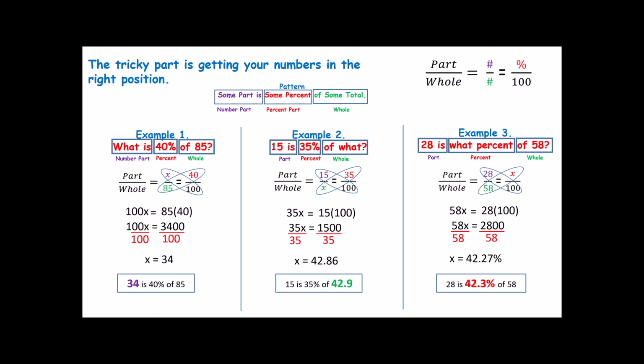42.27%. Notice I did go ahead and round this answer off to the nearest tenth. You could leave it as 42.27 as well. Just know that you've got to be careful with whatever directions your teacher happens to give you.